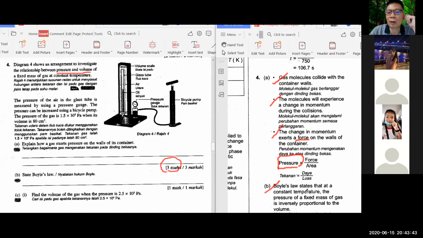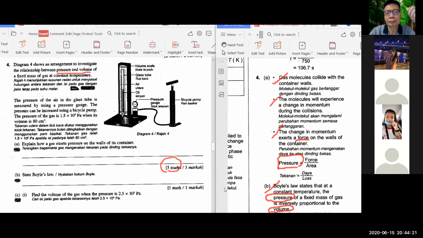Boyle's law states that at constant temperature and pressure, the pressure of fixed mass of gas is inversely proportional to the volume. So the key point here is pressure inversely proportional to the volume. The two things constant also must mention, temperature constant, the mass constant, understand? Then only you say pressure inversely proportional to the volume.